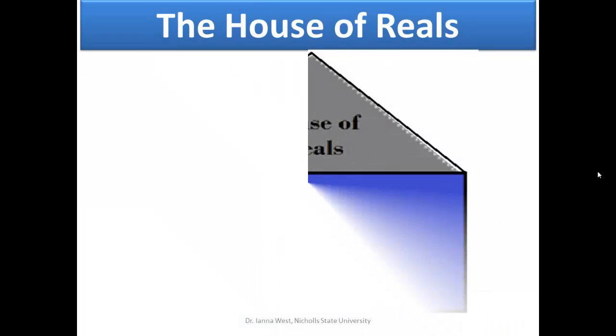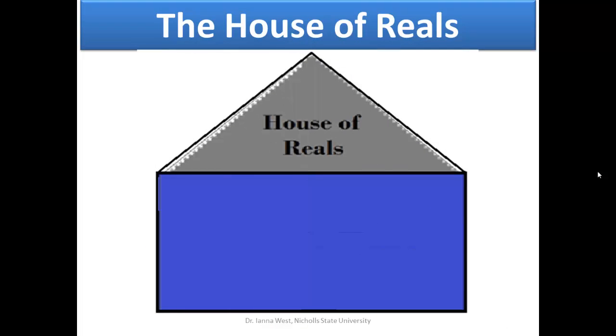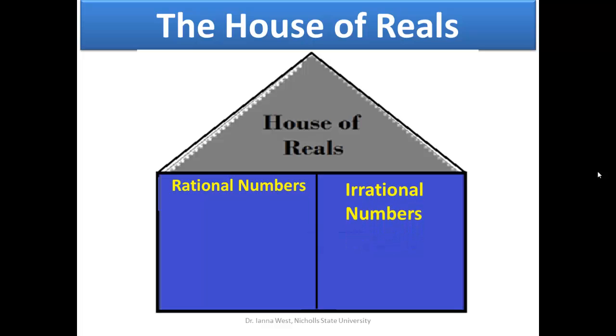I would now like to introduce you to what I call the House of Reals. There are only two rooms in the House of Reals. In one room are the rational numbers, and in the other room are the irrational numbers. In the room containing the rational numbers are three smaller sets of numbers called subsets. The first subset, which we can look at as a closet in the rational room, contains the set of integers.